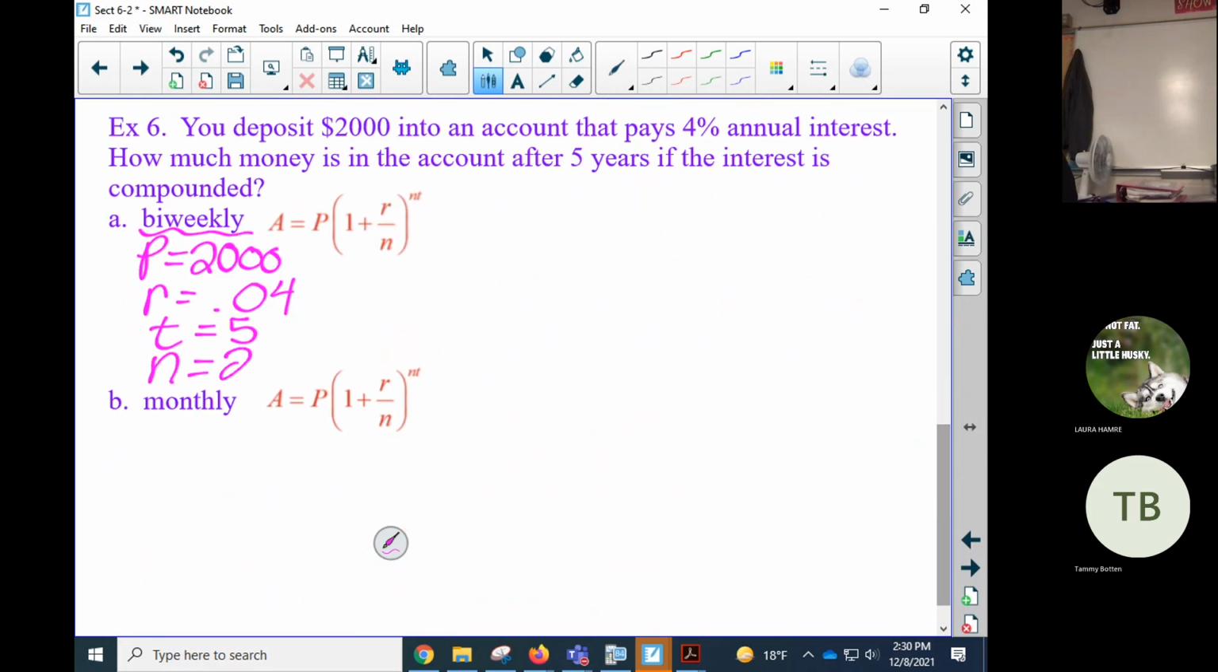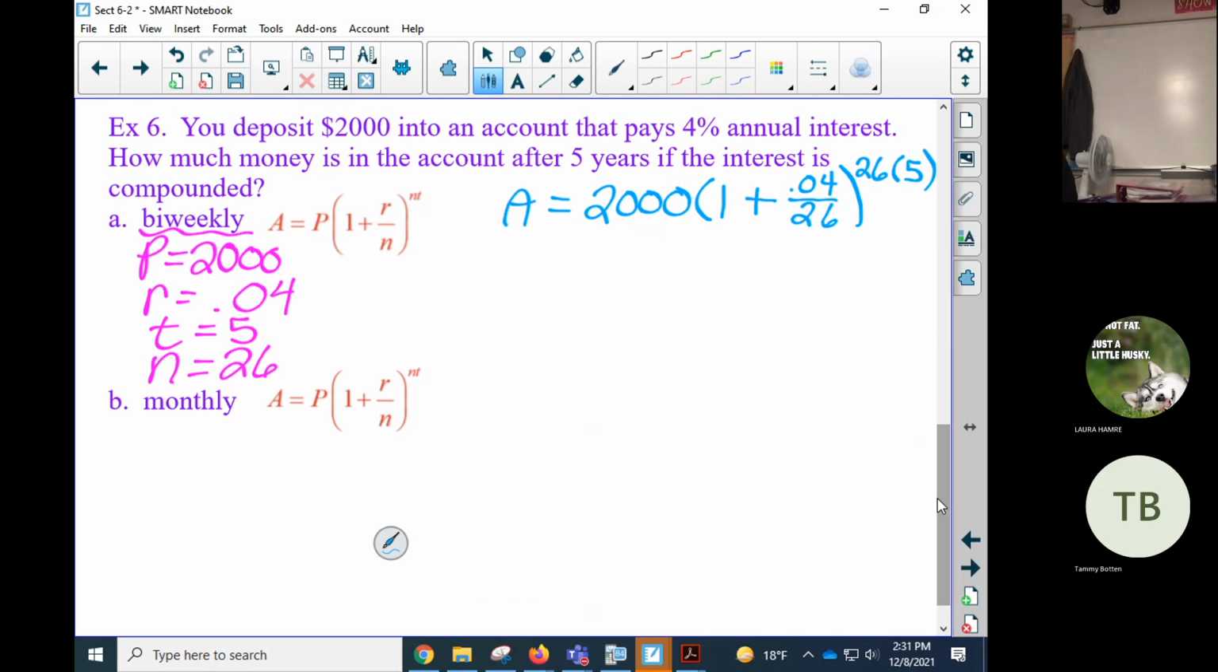So we are going to just substitute what we know. A is going to equal P is 2,000, and we'd go 1 plus R is 0.04, N is 26, and it's to the N times T power, which is 26 times 5. Okay, here's the deal. There is a way I can show you that you can punch that entire thing into your calculator all in one time. Yes, you just have to set that up, okay?